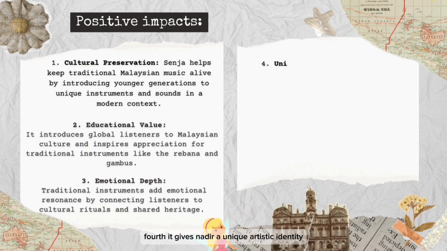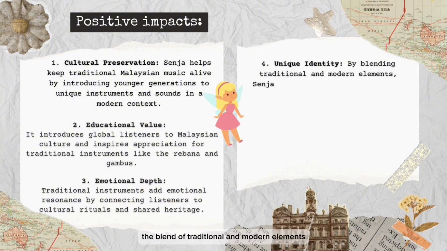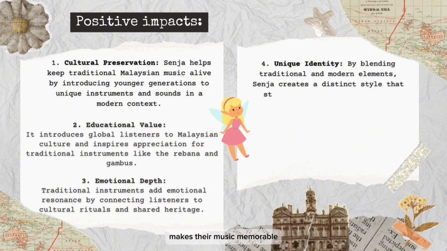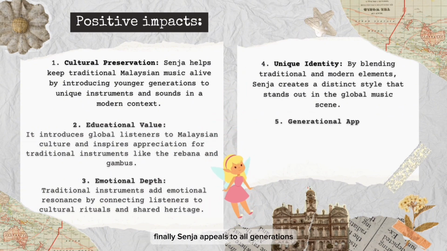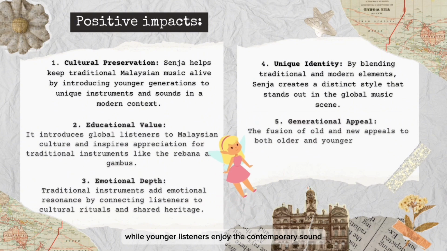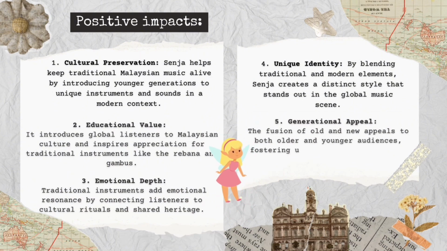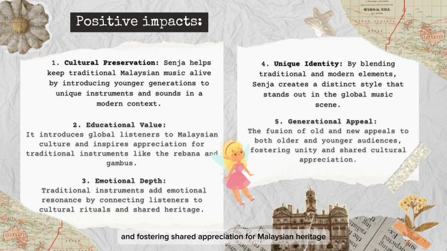Fourth, it gives Nadir a unique artistic identity. The blend of traditional and modern elements makes their music memorable and helps them stand out in a global music market. Finally, Senja appeals to all generations. Traditional sounds resonate with older audiences, while younger listeners enjoy the contemporary style. This creates a bridge between generations and fosters a shared appreciation for Malaysian heritage.